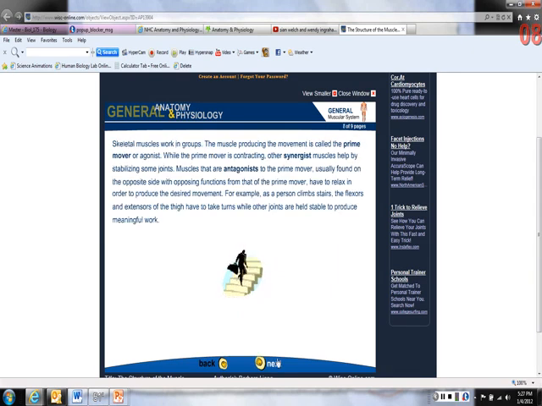Skeletal muscles work in groups. The muscle producing the movement is called the prime mover or agonist. While the prime mover is contracting, other synergist muscles help by stabilizing some joints. Muscles that are antagonists to the prime mover, usually found on the opposite side with opposing functions from that of the prime mover, have to relax in order to produce the desired movement. For example, as a person climbs stairs, the flexors and extensors of the thigh have to take turns while the other joints are held stable to produce meaningful work.